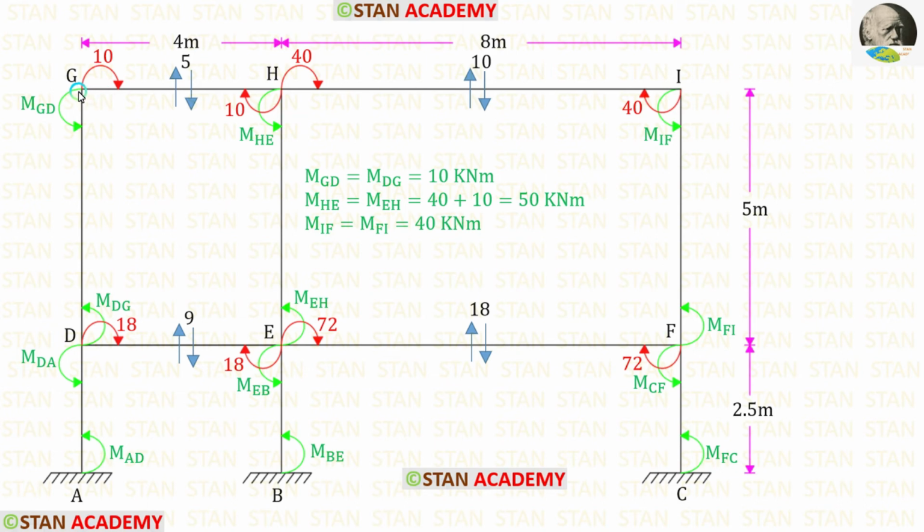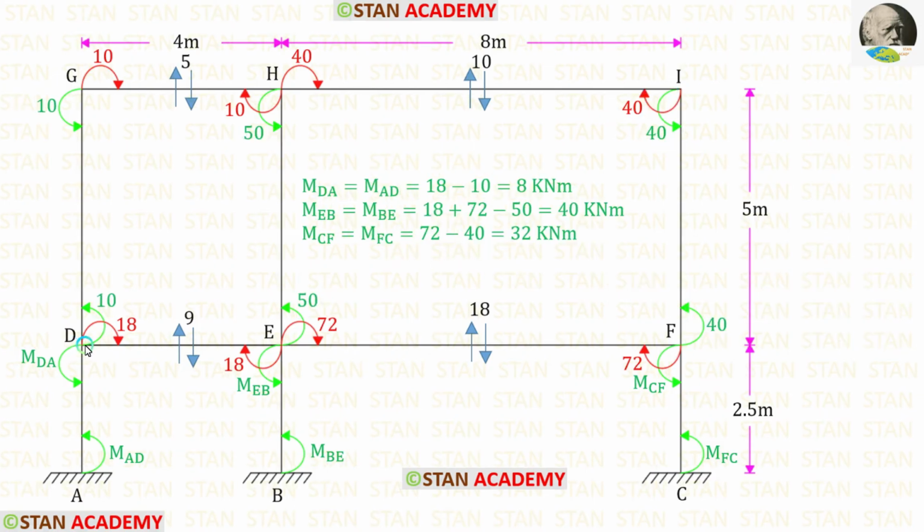First, let us take the member GD. If this moment is 10, MGD and MDG also should be 10. Now let us take the member HE. We can find MHE and MEH by adding these two moments. When we add, we are getting 50. Now let us take the member IF. If this moment is 40, MIF and MFI also should be 40.